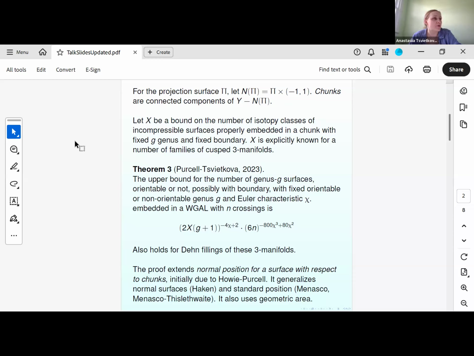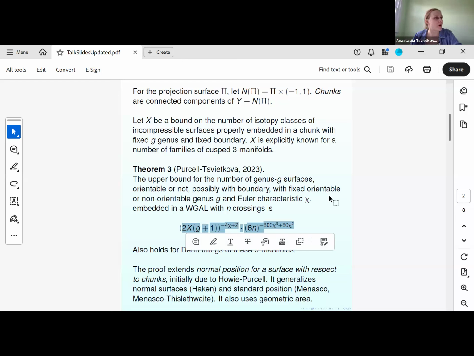So the upper bound for the number of genus G surfaces, orientable or not, possibly with boundary, and with fixed orientable or non-orientable genus G, embedded in a weakly generalized alternating link, is now just this, where X is the number of tetrahedra that may be required to triangulate the chunk. Again, we do know what X is for many families of manifolds. But the benefit of this bound is that it's universal, it's polynomial, and it's explicit. There are no unknown constants, you know exactly the function.